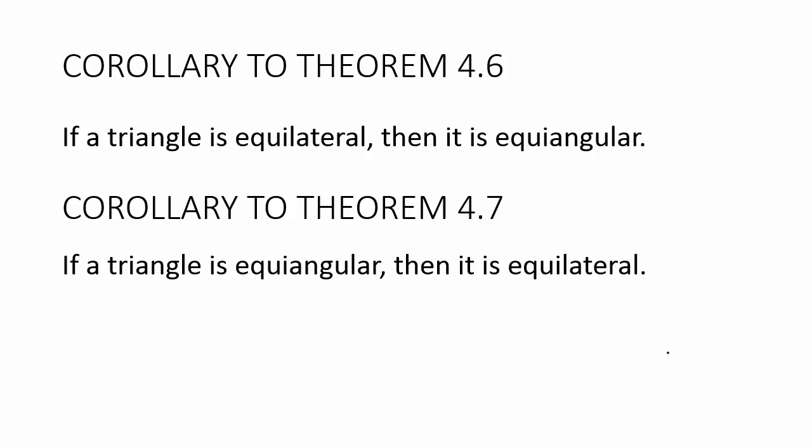Corollary to Theorem 4.6. If a triangle is equilateral, then it's equiangular. Corollary to Theorem 4.7. If a triangle is equiangular, then it's equilateral. Meaning if you have an equilateral triangle where all of the sides are congruent, then you have an equiangular triangle where all of the angle measures are congruent. Conversely, if you have an equiangular triangle where all of the angle measures are the same, then you have an equilateral triangle because all of your side measures are the same.